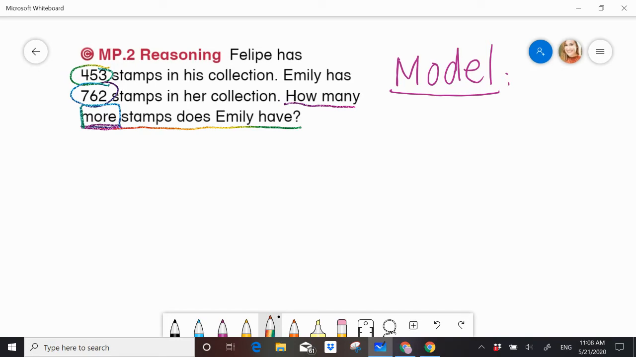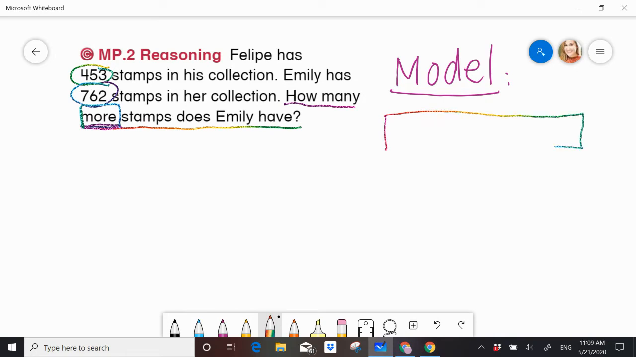So I'm actually going to make a model. I think that models are super useful, super helpful when we're solving math problems. It helps me visualize. I like to see the problem, what's going on in it before I just start doing the math. So I'm actually going to draw out, I know Emily has more. How many more stamps does Emily have? So I know Emily is bigger.